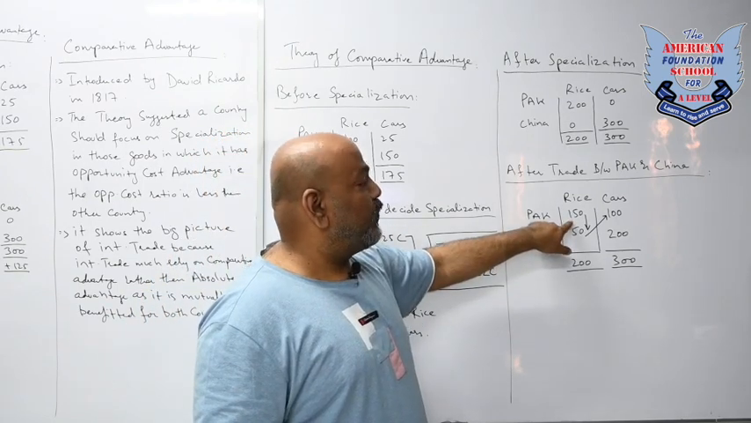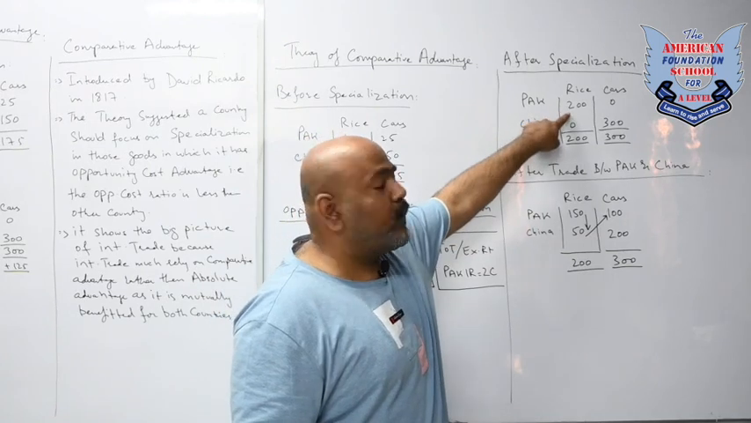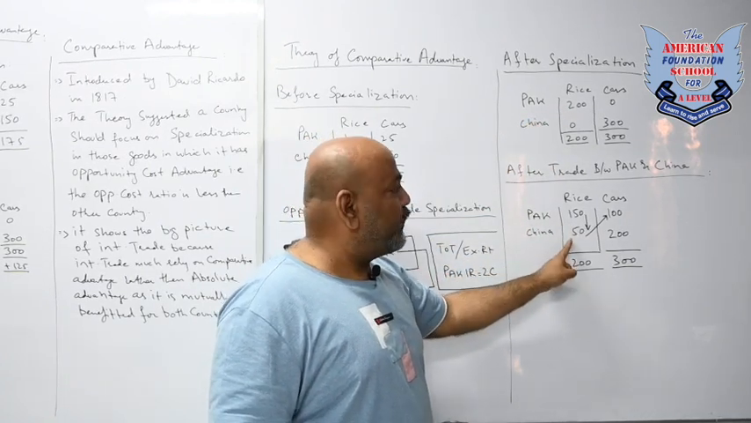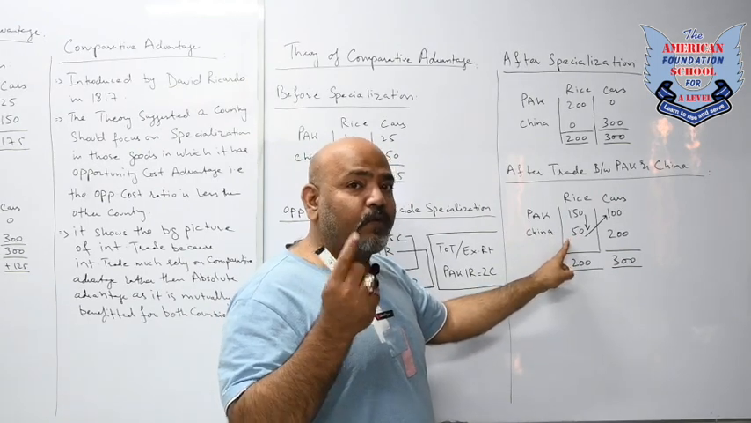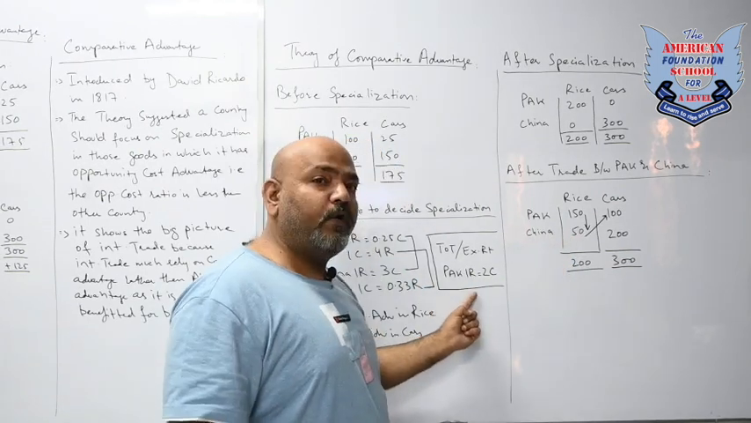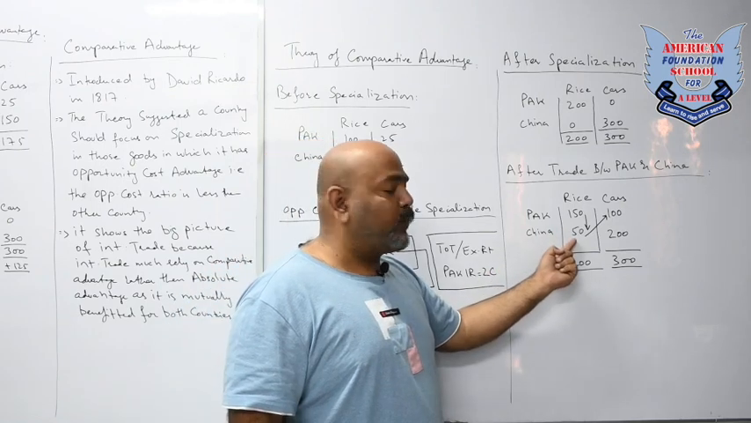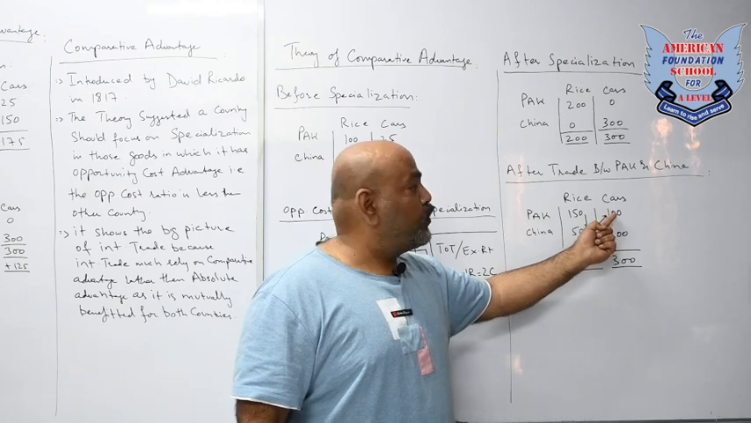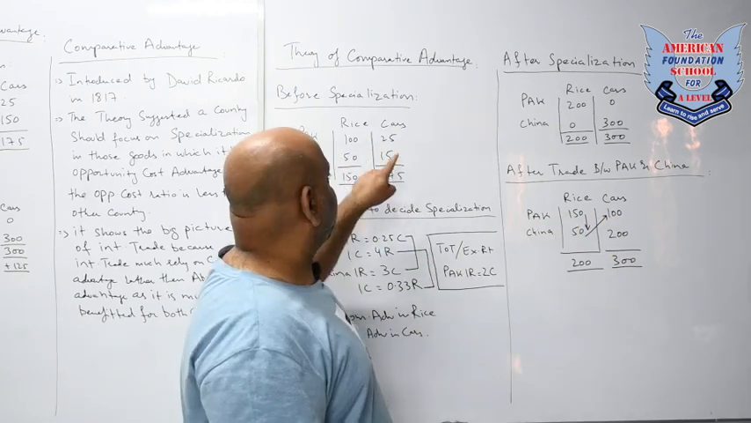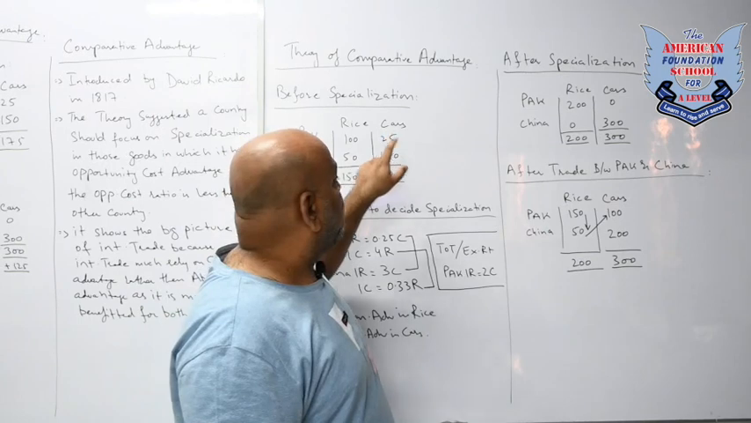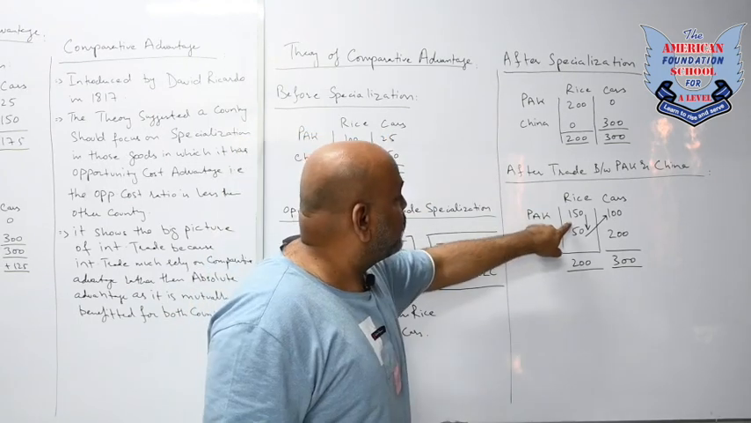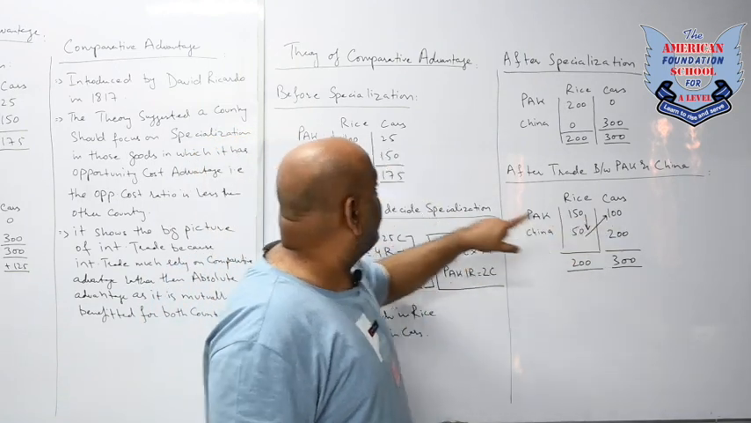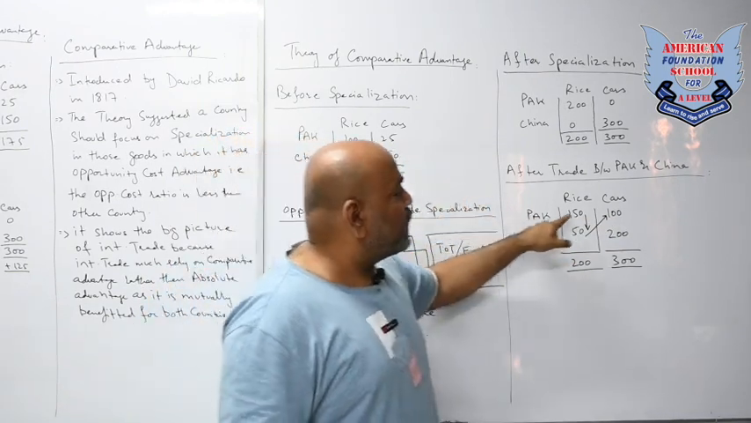Pakistan has 150 units, and out of 200 units, Pakistan has given 50 units to China. And against those 50 units, 1 unit of rice equals 2 units of cars, as we have already discussed. So 50 units of rice will bring 100 units of cars to Pakistan. You can see that before, Pakistan's car demand was 25. Now Pakistan has more rice, as it is 150 where before it was 100, and it has 100 cars where before it was 25. So Pakistan is better off.